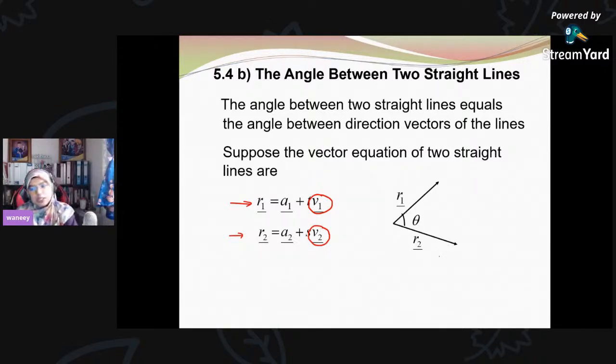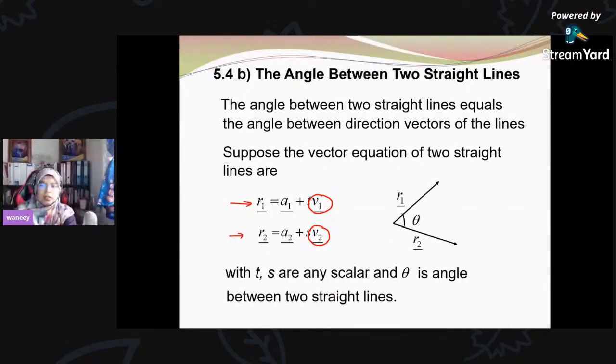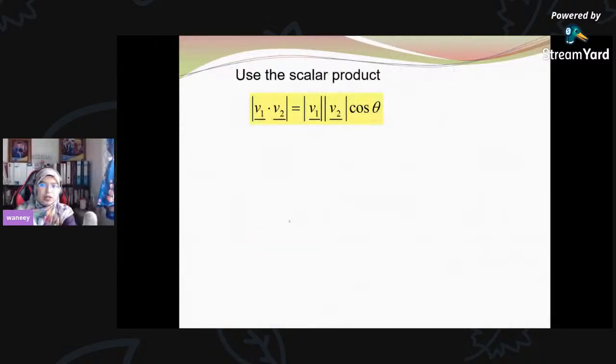Okay, so theta is the angle between the two straight lines. We have two vectors here, V1 and V2, and we want to calculate the angle between them. We are going to use the scalar product. This one is not the magnitude, it is actually the modulus. But for V1 and V2, the symbol is for the magnitude. They look almost similar, but they are different things.